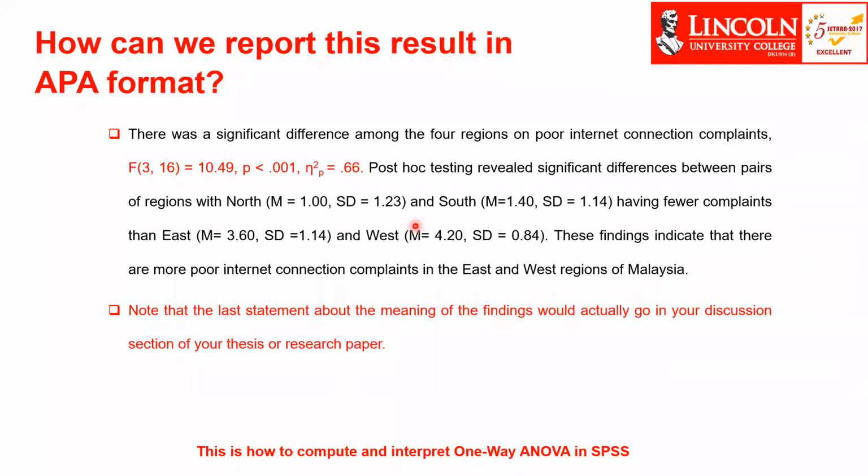So note that the last statement about the meaning of the finding will actually go into the discussion section of your thesis or research paper. That is, this finding indicates that there are more poor internet connection complaints in the east and west region of Malaysia. Okay, and this is how to compute and interpret one-way Anova in SPSS.